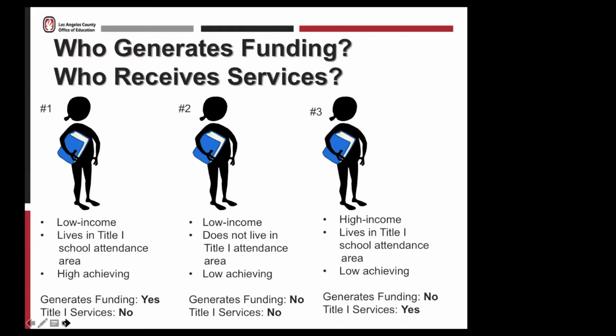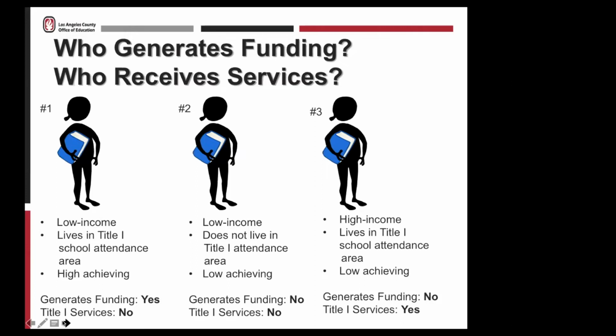What about student number 2? This student is a low-income student and does not live in a Title I school attendance area and is low achieving. Do they generate funding? No. Do they receive Title I services? No. And that's because based on where they live, they would be attending a non-Title I school.